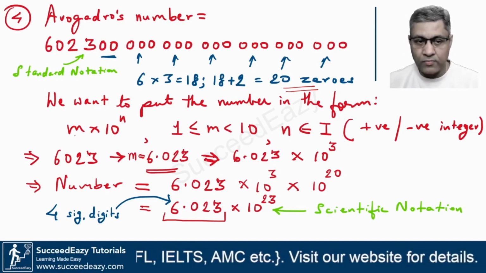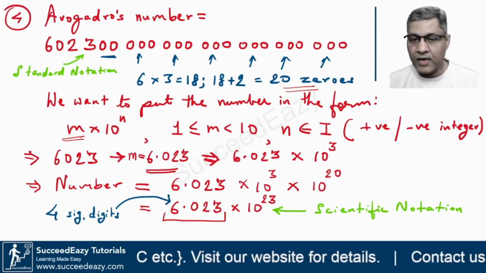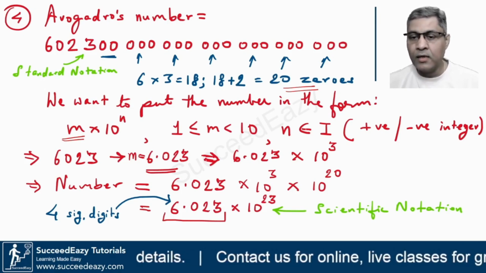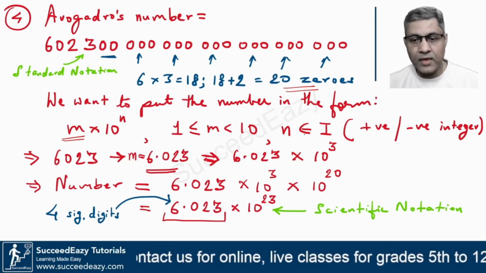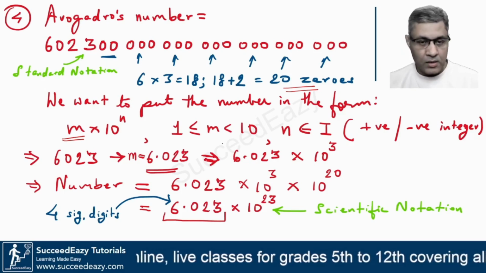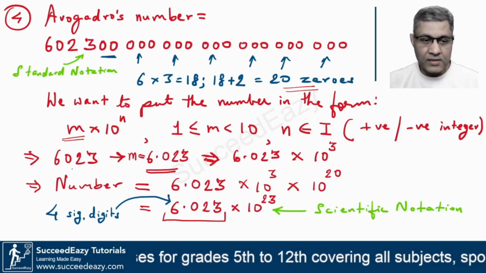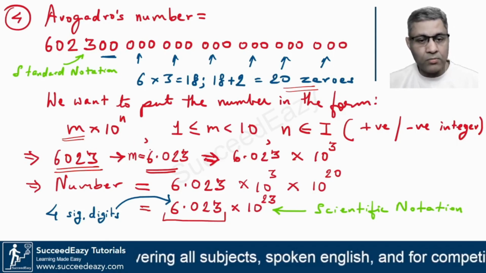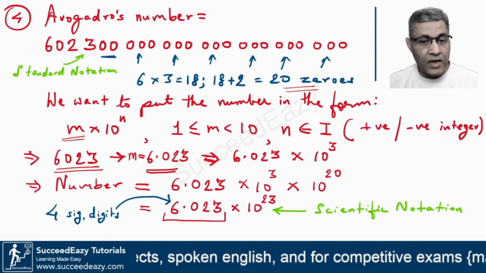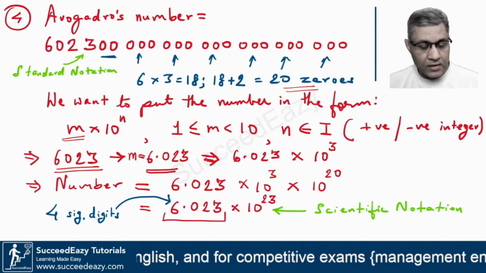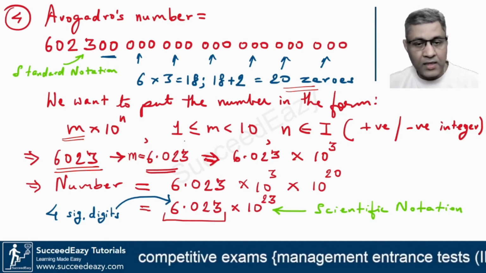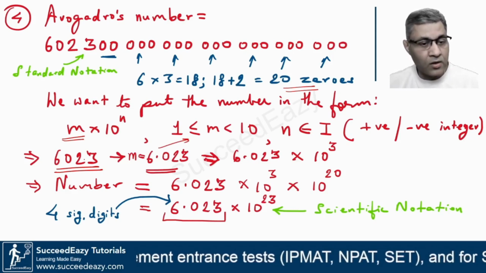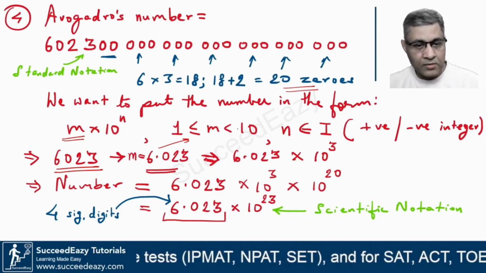We want to find this m and we want to find our n such that 1 is less than or equal to m, m is less than 10, and n belongs to the set of integers. That means n could be a positive or a negative integer. So first, take 6023. What we want to extract from here is the number m that qualifies under this rule. So we cannot take 6023 as it is. We cannot take even 602 as it is, because m has to be less than 10.